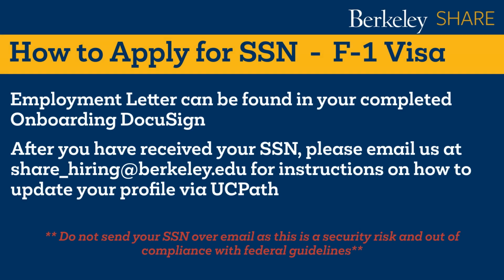If you are on an F1 visa and do not have a social security number yet, please follow the instructions found on the Berkeley International Office website on how to apply for a social security card. A copy of your employment letter can be found on your completed DocuSign. If you are unable to retrieve a copy, please email us. Once you have received your SSN, please email us at share_hiring@berkeley.edu for instructions on how to update your profile via UCPath.